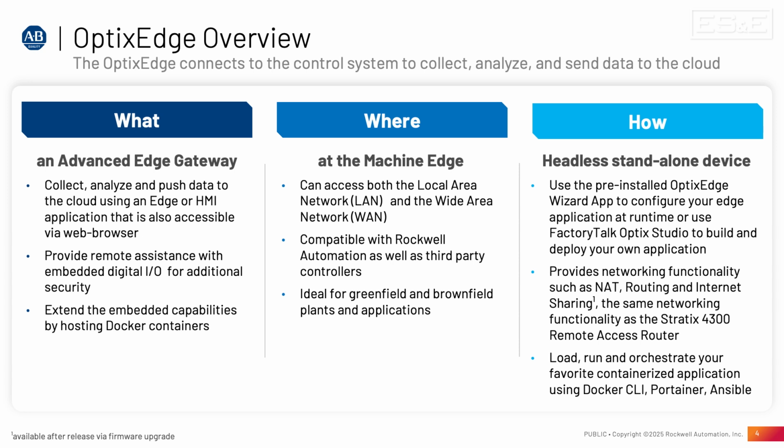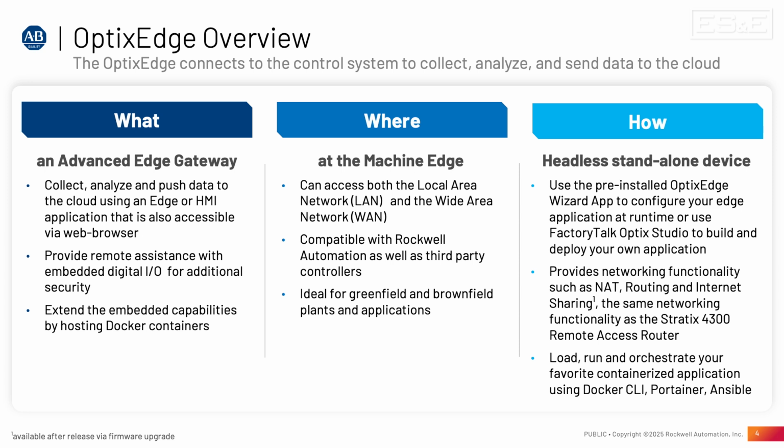And where would you install OptixEdge? It's at the machine edge, so it's not necessarily installed within the process on the machine. It could be in an office, near the plant floor, or it could be outside of that panel, just on a DIN rail somewhere. It doesn't necessarily have to be on the machine. And again, like I said, it's a headless device, so it doesn't have a screen. It's just a small computer, and you'll see what that looks like on the next slide.